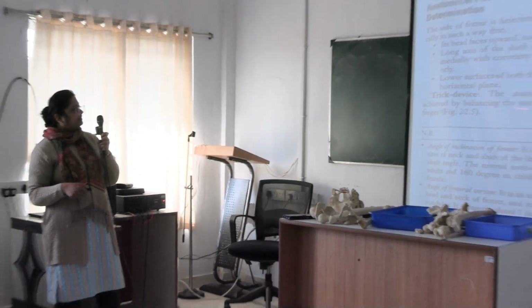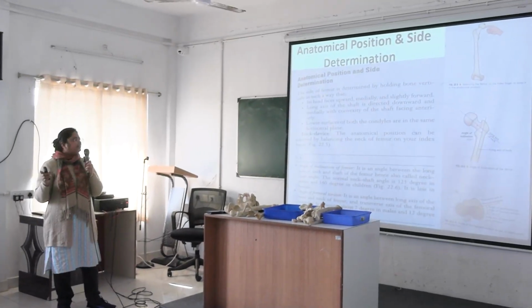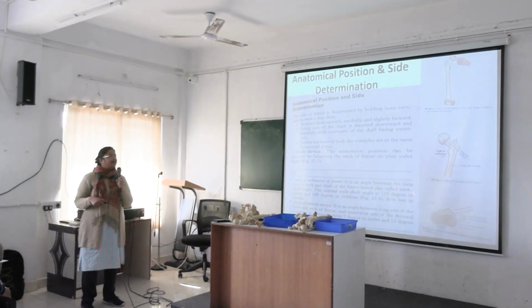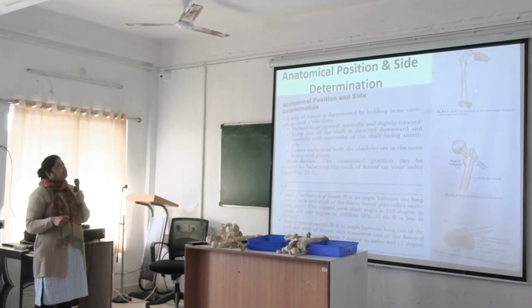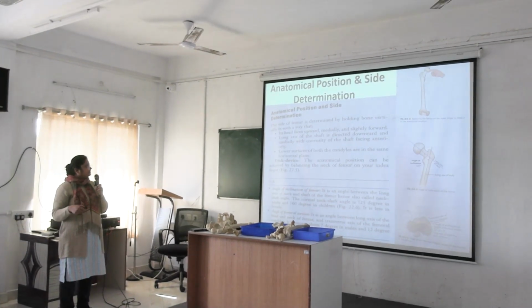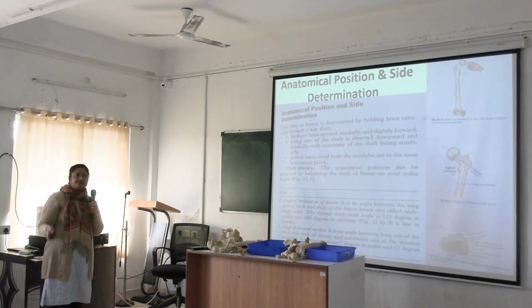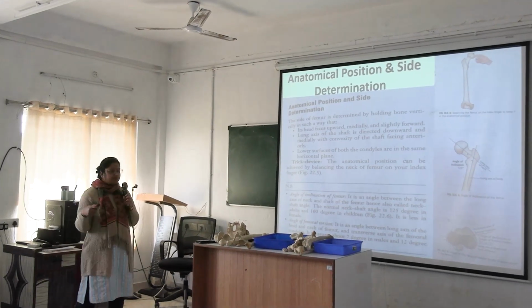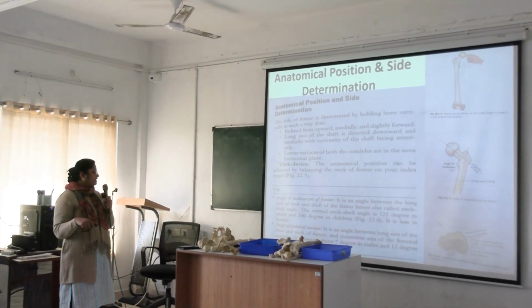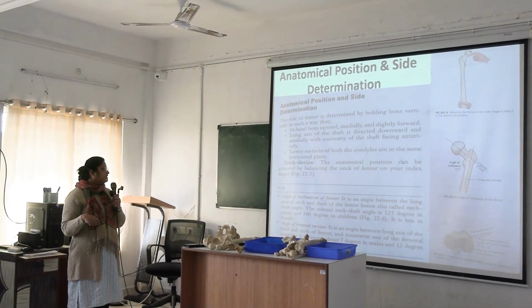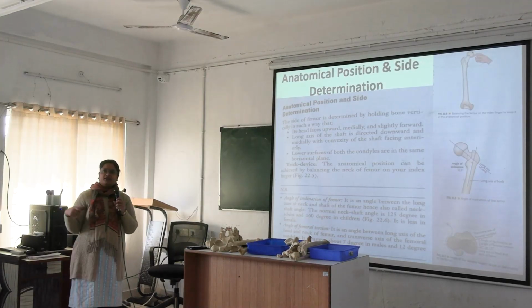The anatomical position can be achieved by balancing the neck of the femur on your index finger, like this. Next is the neck shaft angle. This is very frequently asked in your viva. For honors, the angle of femoral torsion is asked.